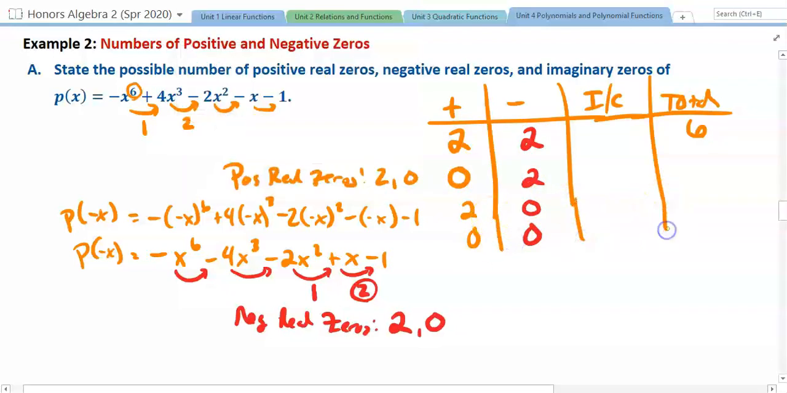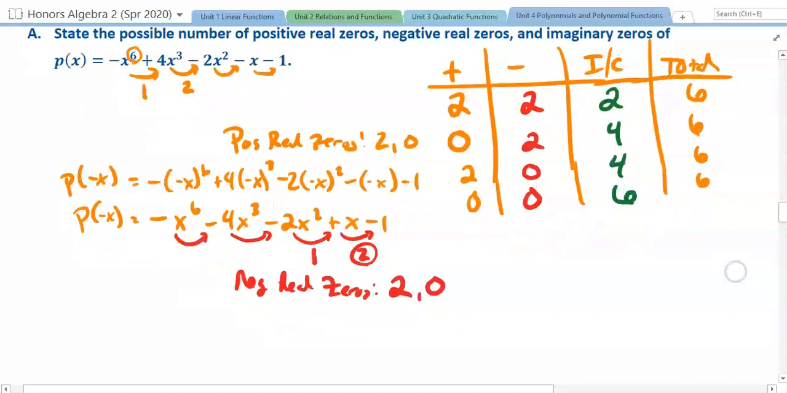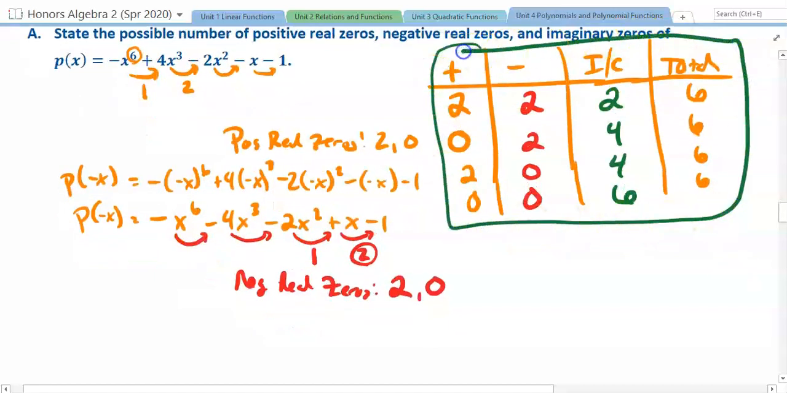Now, remember that our total has to match the degree. So all of these have to total to 6. And our imaginary or complex roots will always finish the tally. So 2 plus 2 is 4. I've got to get to 6, so I can have 2 imaginary or complex roots. 0 and 2, that's only 2, so getting to 6 would leave me 4 imaginary or complex roots. 2 and 0 would leave me 4 again to get to 6, and 0 and 0 means that all of my roots could be imaginary or complex. And so this is my table based on Descartes' rule of signs of the possible numbers of real zeros and imaginary zeros, both positive and negative in terms of real.